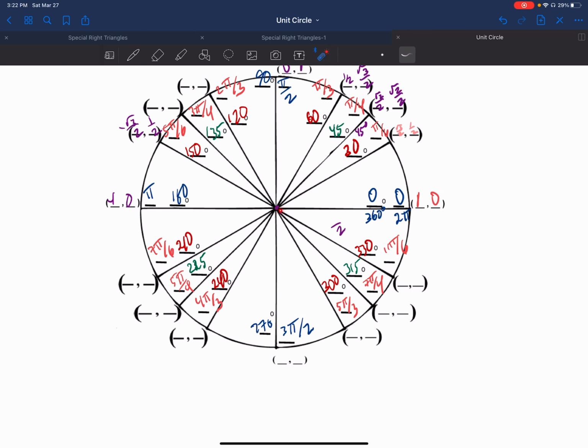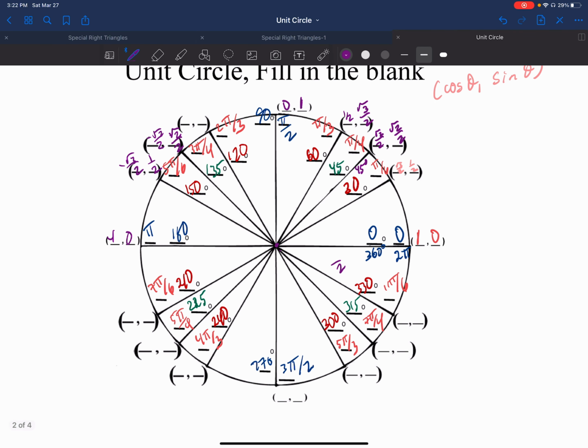I'm going to repeat the same process for this one. Like I said, this is going to be 45, 45, this is going to be 1, 1. So I know that these two are going to be similar, except that x is going to be negative. So it's going to be negative square root of 2 over 2, comma, positive square root of 2 over 2. Same thing for this one. At the top, I know it's going to be negative 1/2, comma, square root of 3 over 2.